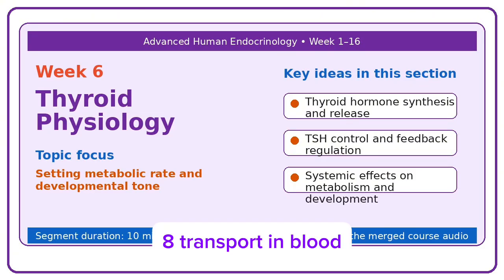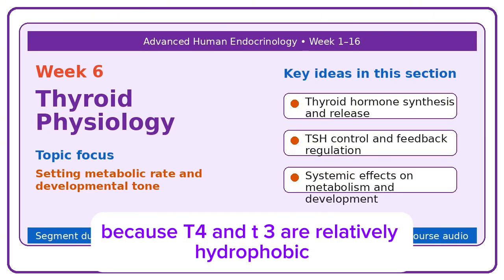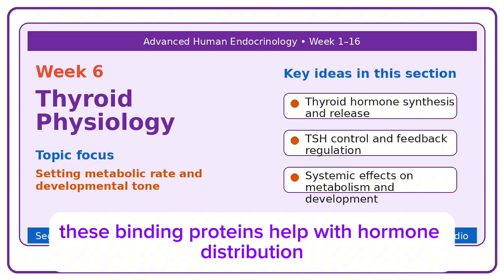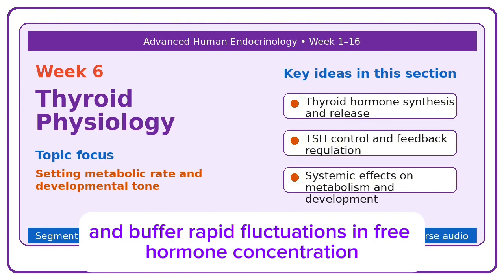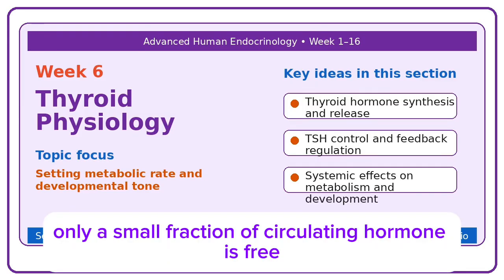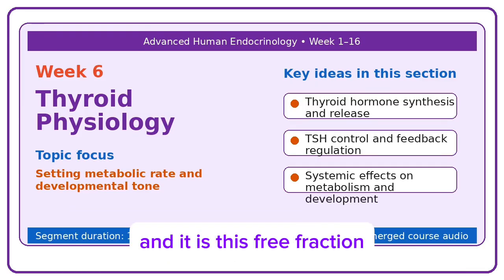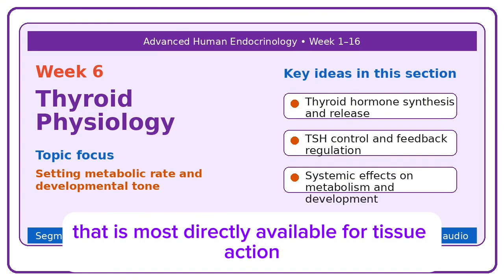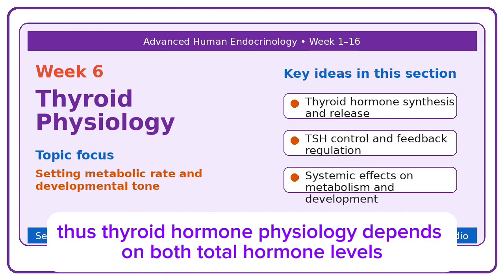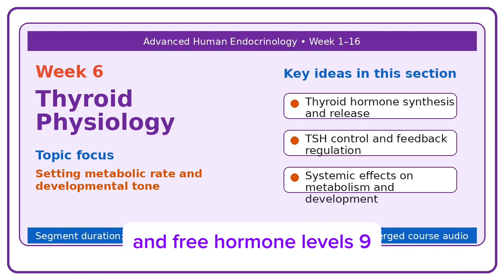8. Transport in blood. Because T4 and T3 are relatively hydrophobic, most circulating thyroid hormone is bound to plasma proteins. These binding proteins help with hormone distribution and buffer rapid fluctuations in free hormone concentration. Only a small fraction of circulating hormone is free, and it is this free fraction that is most directly available for tissue action and feedback regulation. Thus, thyroid hormone physiology depends on both total hormone levels and free hormone levels.